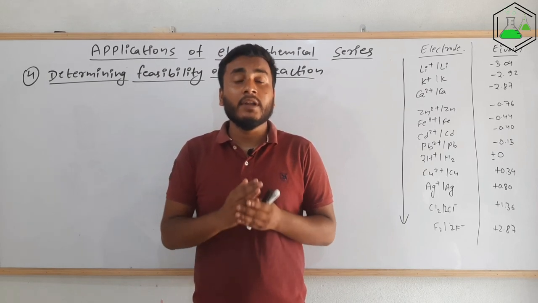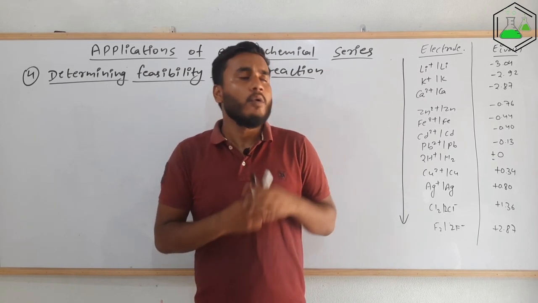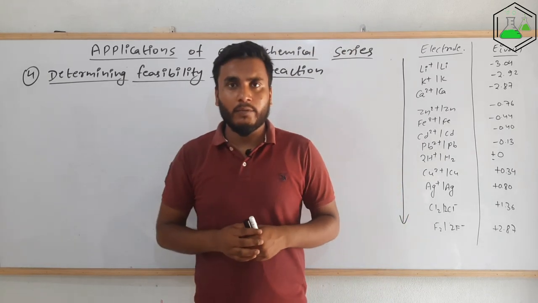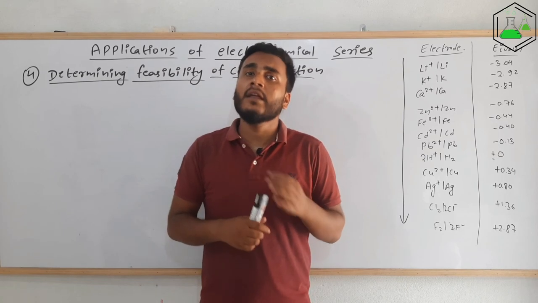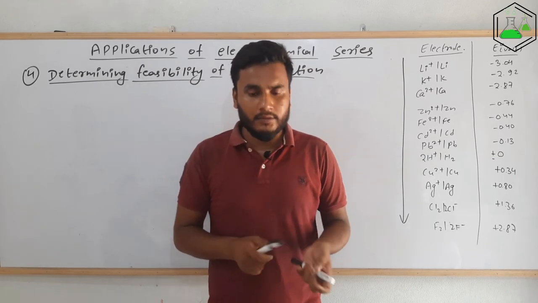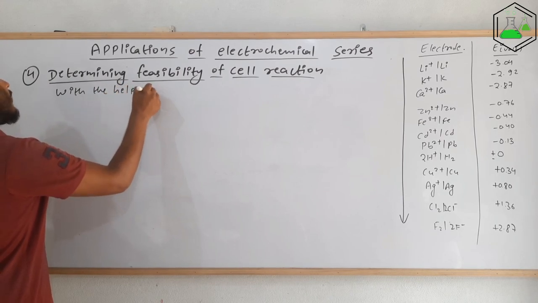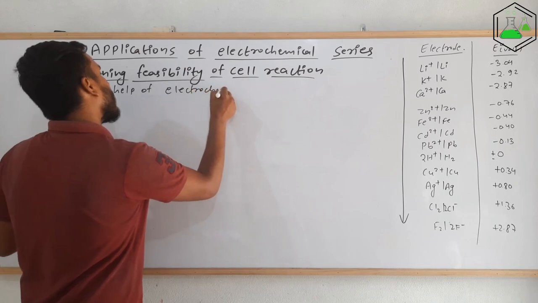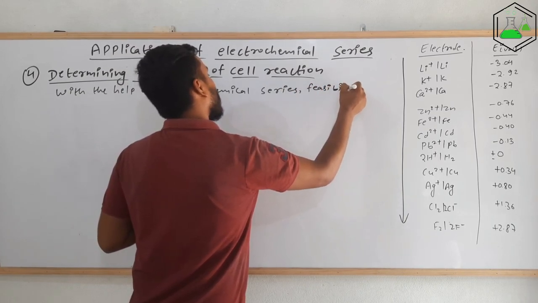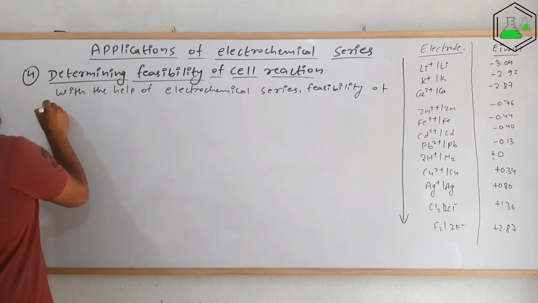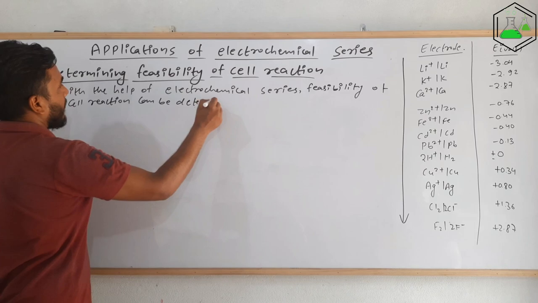Feasible means spontaneous. That means the reaction is proper, it will happen. Non-spontaneous reactions do not happen. That is, non-feasible reactions do not happen. So we make a mistake, then only we get a non-feasible reaction over there. So with the help of electrochemical series, we can easily know which cell reaction will be feasible, that is spontaneous, and which cell reaction will be non-feasible or non-spontaneous. Let me write it over here. With the help of electrochemical series, feasibility of the cell reaction can be determined.